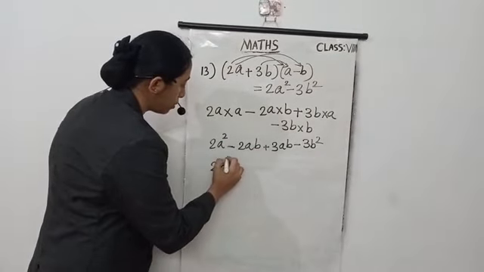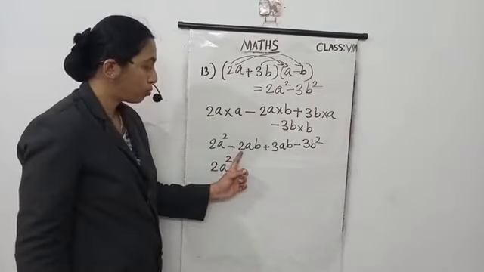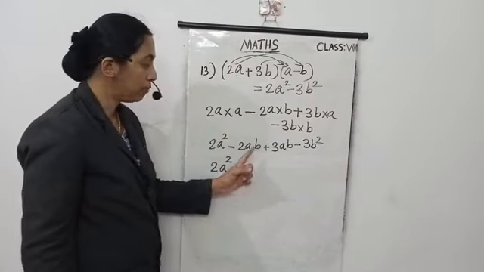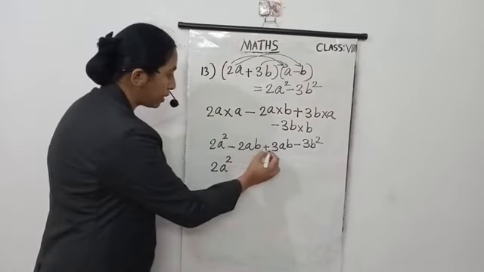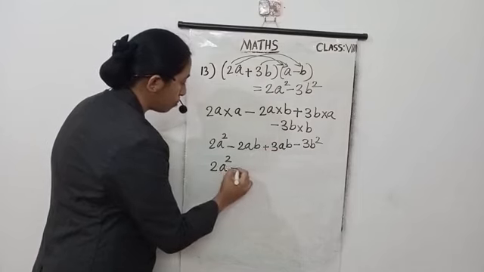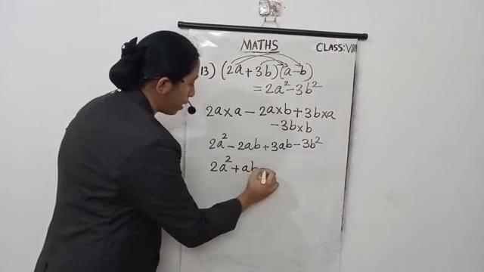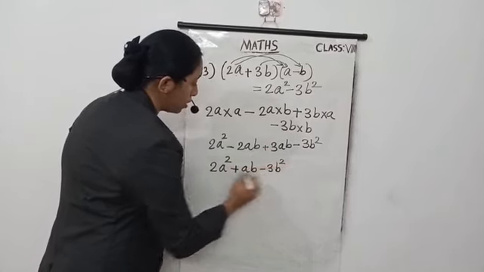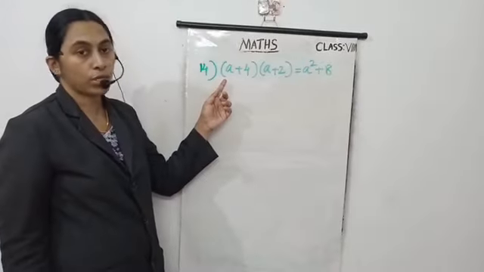So we need to subtract. So minus 2 plus 3 we get 1. So here plus 1 because 3 is greater. So plus AB minus 3B square. This is the answer. Now question 14.